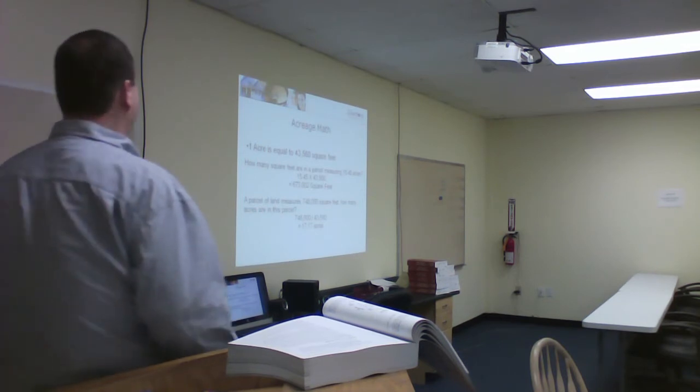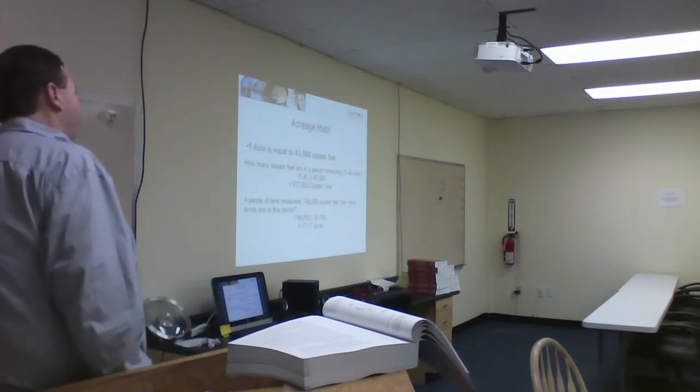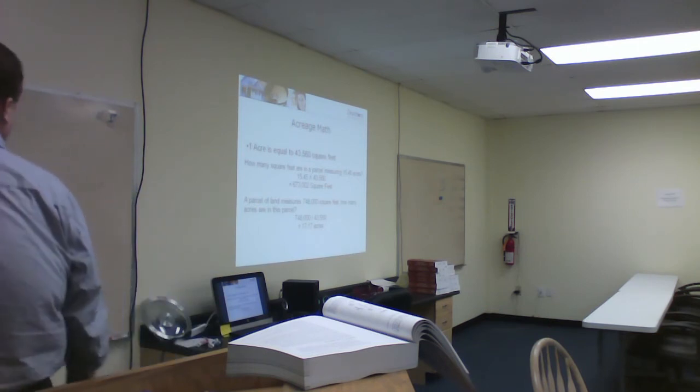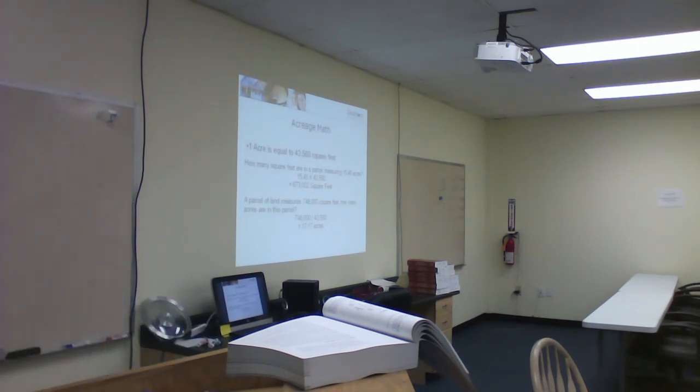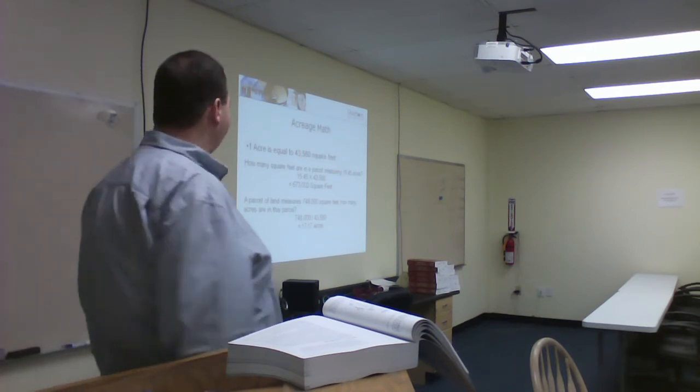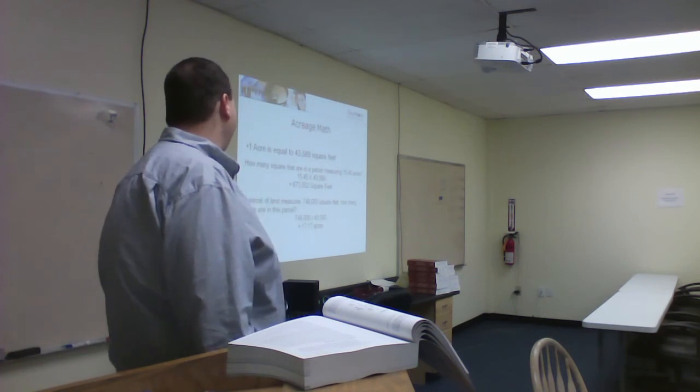So, in this question they want to know how many square feet are in a parcel that measures 15.45 acres. Well, 15.45 goes down here in the bottom. What are we going to do if they're side by side? Multiply. 15.45 times 43,560 would give you 673,002 square feet.